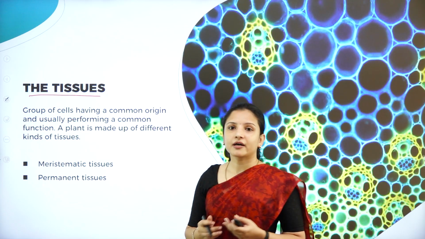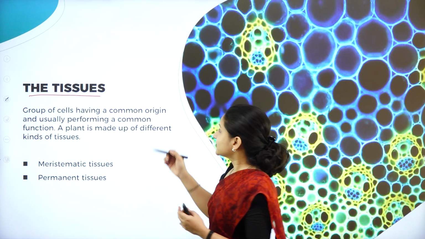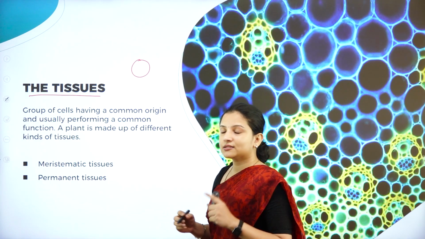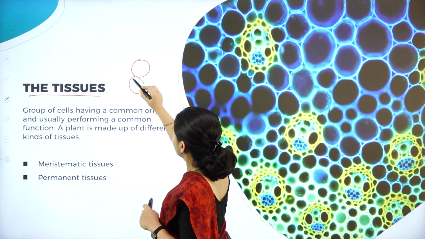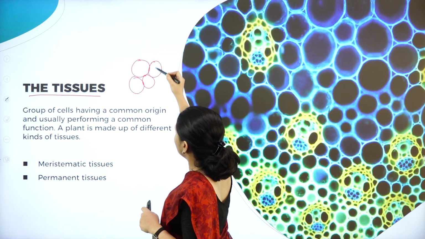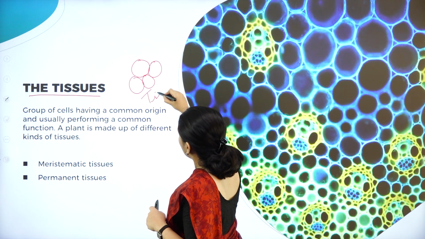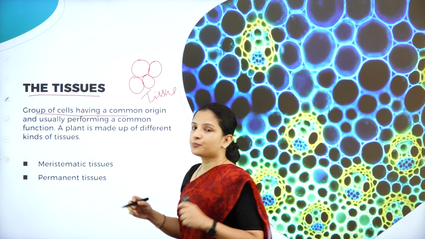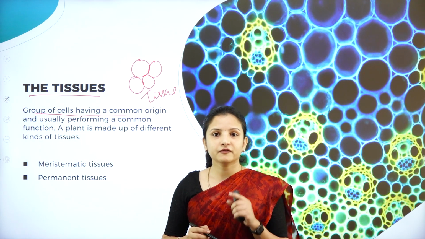Tissues are a group of cells. One single cell is one cell. These cells multiply and form a group of cells to form a tissue. So what is a tissue? A tissue is a group of cells which performs a common function.